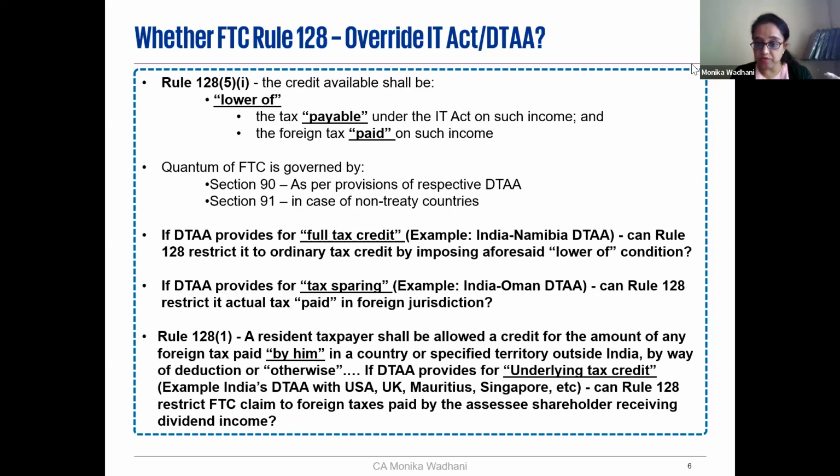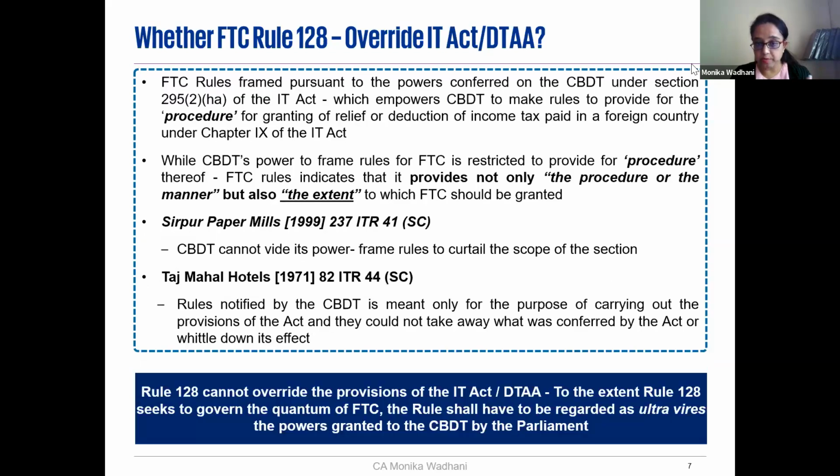Now, in case of underlying tax credit, where taxes on the business profits are paid by the company and dividend income is taxed in the hands of the shareholder, can you say that taxes are paid by him? So how do you read this line? And then, whether Rule 128 does away with underlying tax credit? So friends, the moot question over here is: can Rule 128 override the provisions of the IT Act or DTAA?